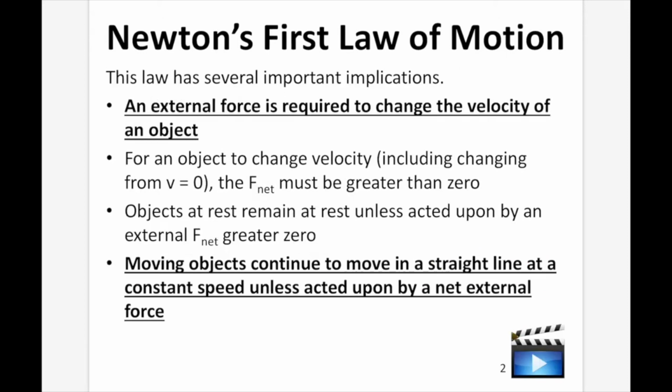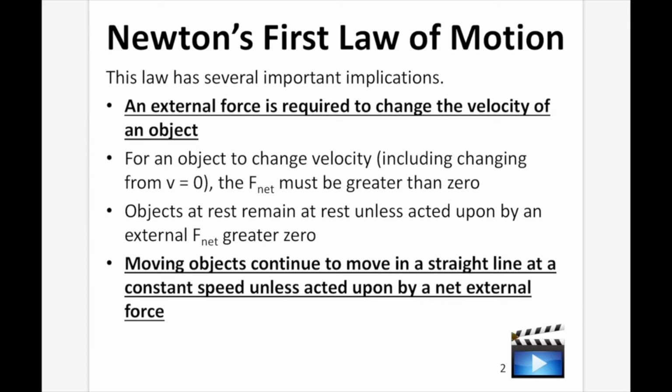This law has several important implications. An external force is required to change the velocity of an object. So if an object is not moving, or if it's moving a particular way, you need a net force to change that velocity. For an object to change velocity, including changing from v equals 0, the F net must be greater than 0. Objects at rest remain at rest unless acted upon by an external F net greater than 0, and moving objects continue to move in a straight line at a constant speed unless acted upon by a net external force.